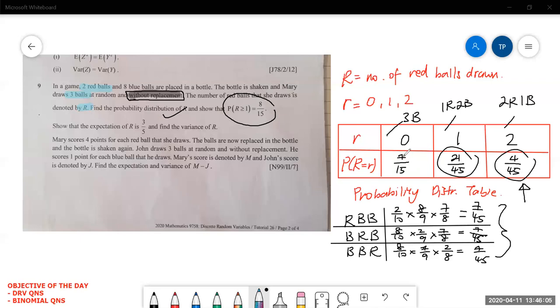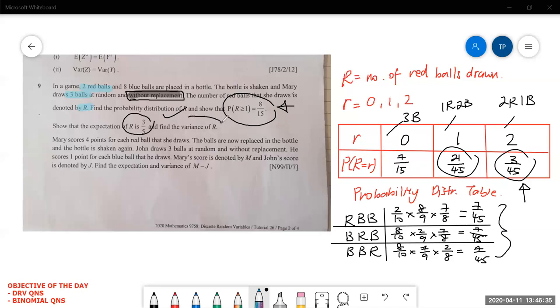21 plus 21 is what? 40. So from here, you should be able to add up the probability attached to R equals 1 and 2 to give you this. Okay, so show that the expectation of R is this. Well, this one is not difficult, right?